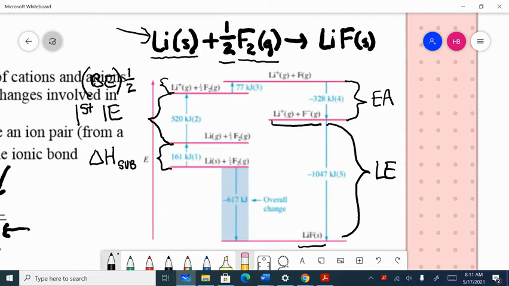So here are the things that I need to add. 161 for the enthalpy of sublimation, 520, which is the first ionization energy for lithium, 77, which is half of the bond energy for fluorine, and then I get back 328 kilojoules, which is the electron affinity for fluorine gas to become a fluoride gas ion. And then once I have them exactly where I want them, the lattice energy is going to be the amount of energy that is associated with packing it into a rigid crystal lattice.